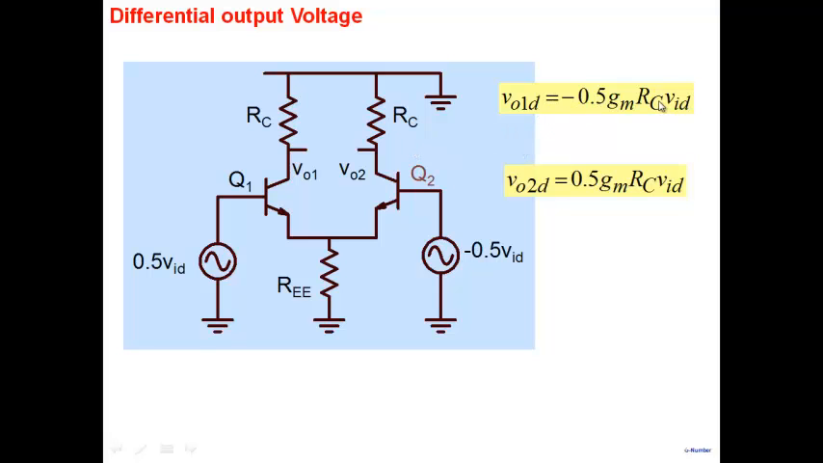V01D we just saw 0.5 GMRC VID. V02 is plus here. So note that the output voltage here and output voltage here are exactly the same, except for 180-degree phase shift here. And as I said, you could define a differential output voltage here, which is the difference between the two, and that will be equal to GMRC. Okay. All right. So that's as far as the gain is concerned.